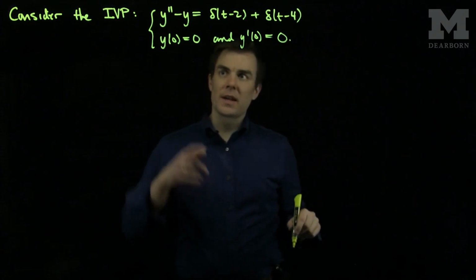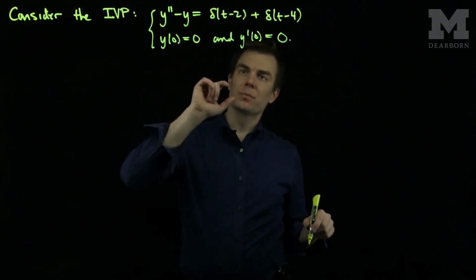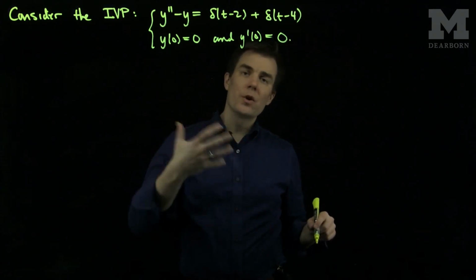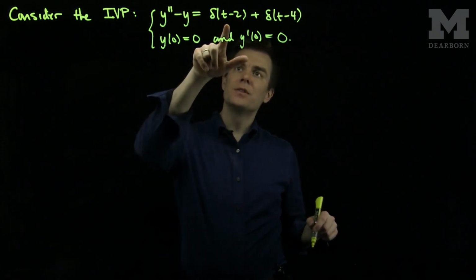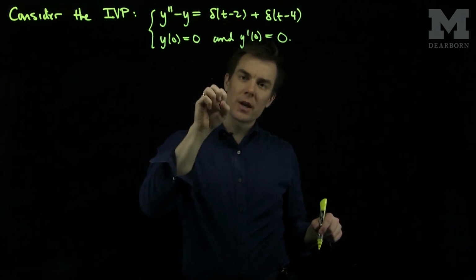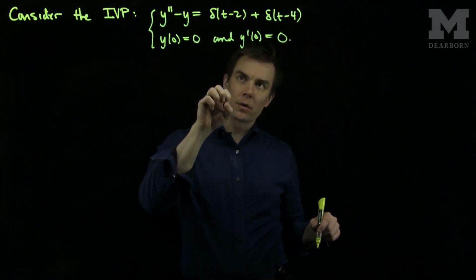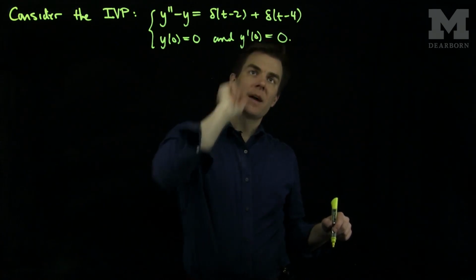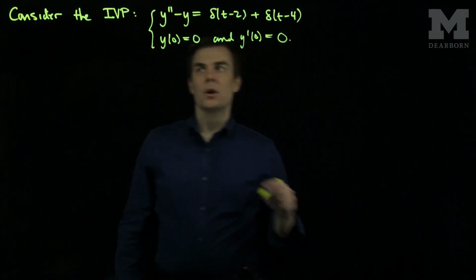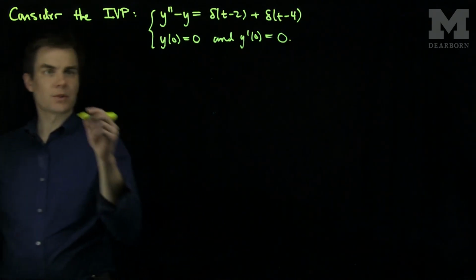We can notice that since there's no initial displacement and no initial velocity, we don't expect any dynamics to happen until the time t equals 2 when there's an impulse of order one, and then at time 4 there'll be another impulse. So we solve this problem by taking the Laplace transform.